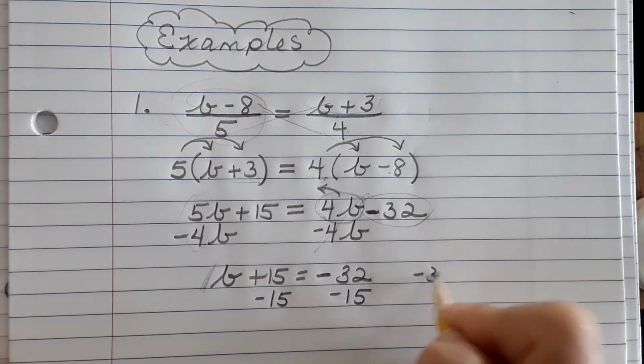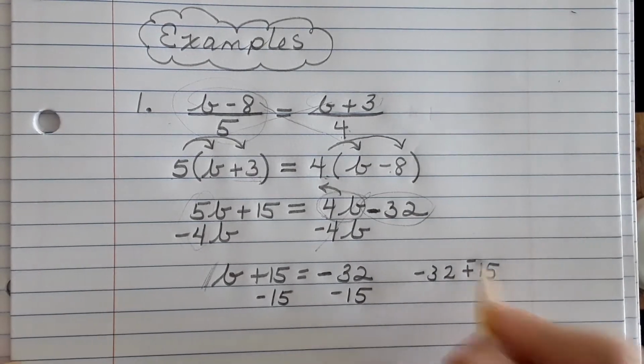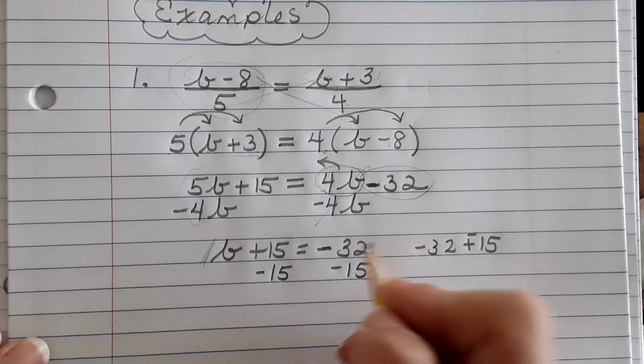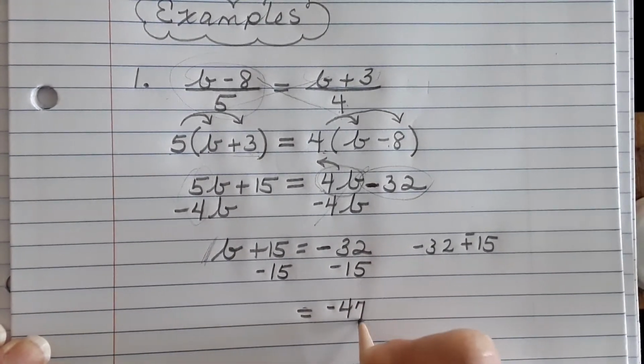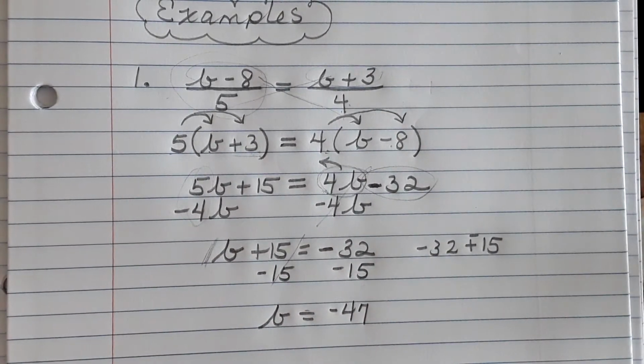So think negative 32 minus 15. If you need to do a keep, change, change, think about what you need to do to add those values together. We're going to keep our sign and add the values. So you'll get a negative 47, the 15s are gone, and there's your value for B.